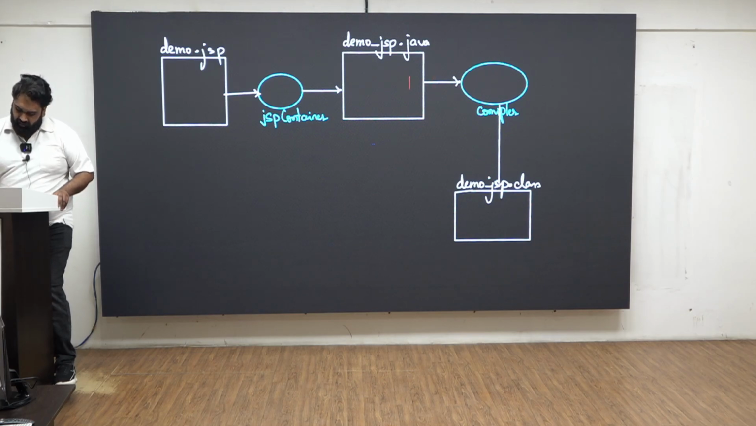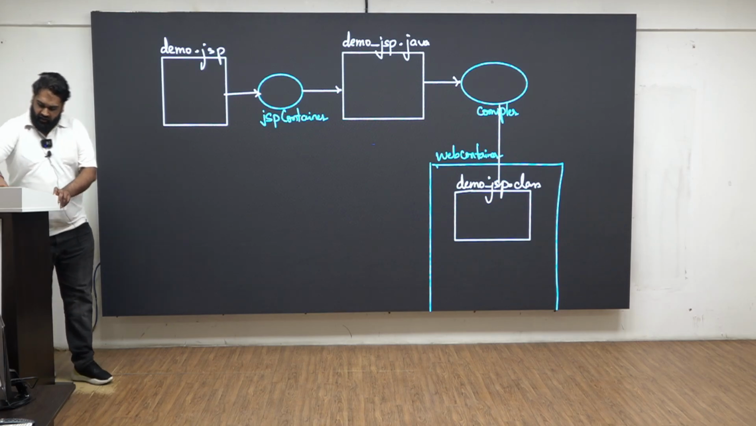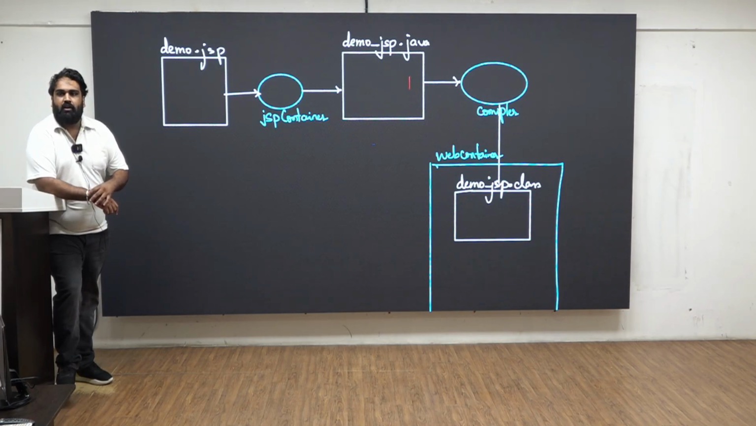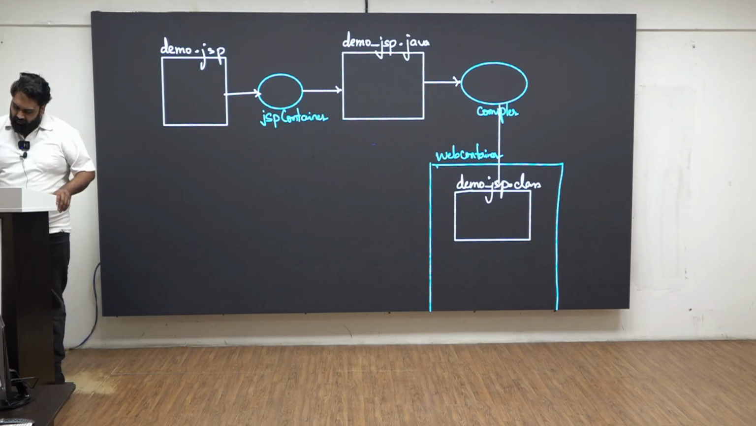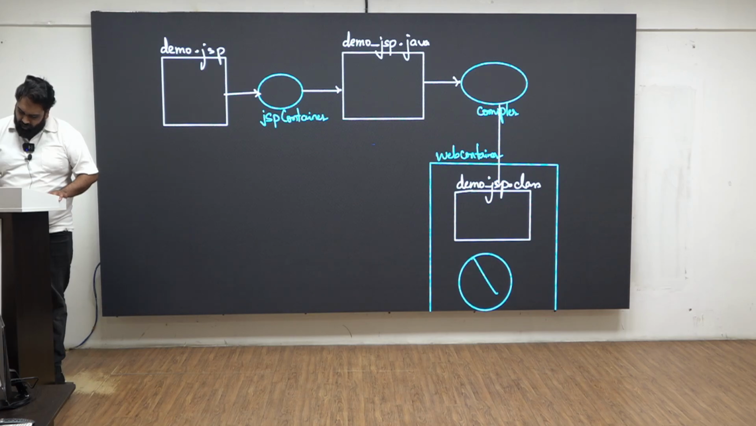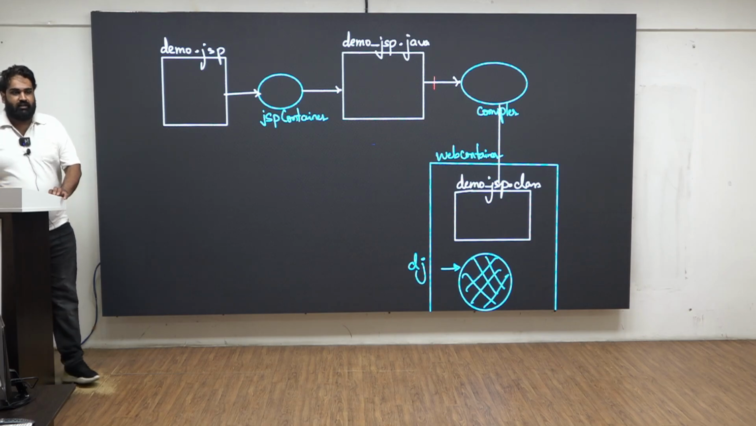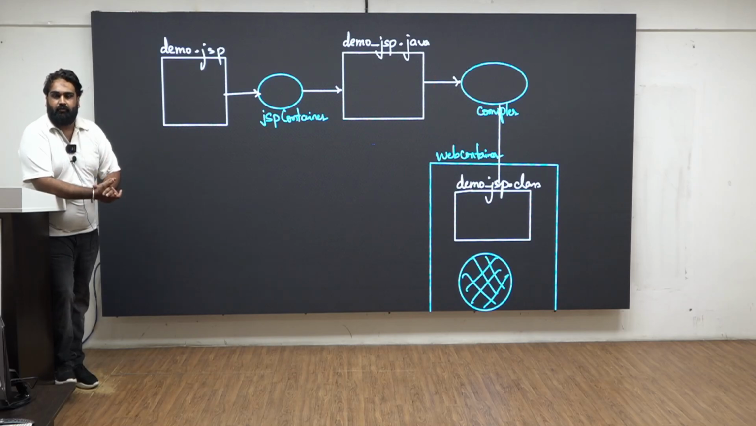And where is this .class file going to be present? It will be present in our web container. In the web container I will now have a demo_jsp.class. What do you mean by a .class file? It is a class, sir. If it has to execute, I will need an object. So your web container will create an object for this demo_jsp, so that you can use that file.